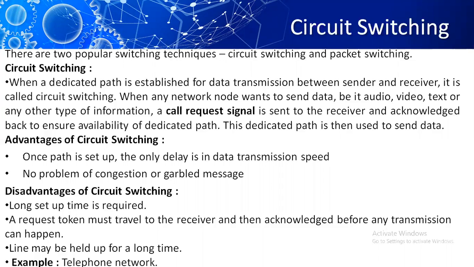Circuit switching also has some disadvantages. To set up the initial connection between the sender and receiver, it takes some time. A longer setup time is required to establish the connection. If the dedicated path or channel is busy between the sender and receiver, we have to wait some time until the channel becomes free to make the connection.